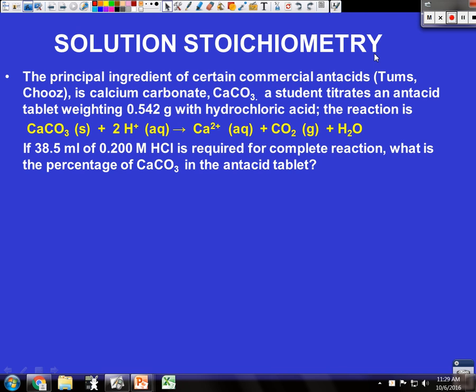All right, so the principal ingredient of a certain commercial antacid, Tums, Chews, whatever, is calcium carbonate. A student titrates an antacid tablet weighing 0.542 grams with hydrochloric acid, and then it gives the reaction. I have two questions. Number one, we've asked this before. Anytime carbonate decomposes, what does it produce? A metallic oxide and carbon dioxide.